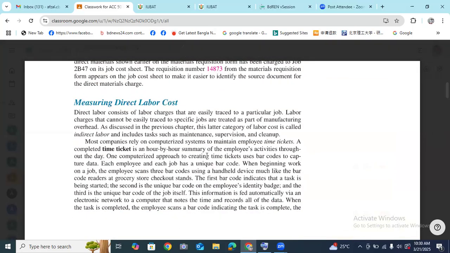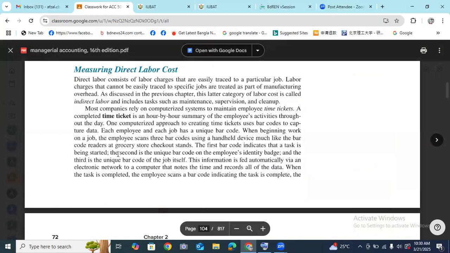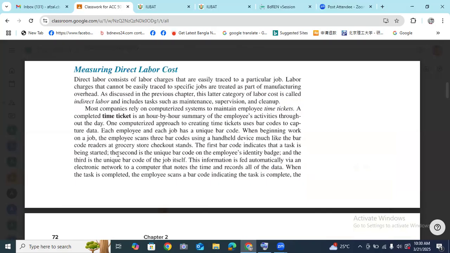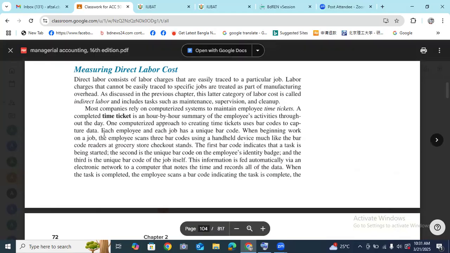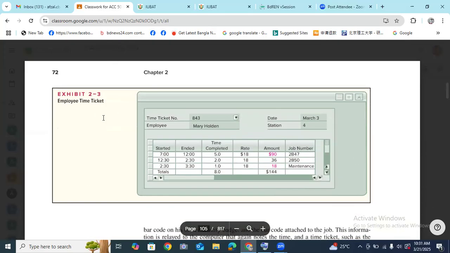Then labor cost. Labor cost depends on time tickets. Labor charges that cannot be easily specified are treated as part of manufacturing overhead. So for labor cost, how many hours laborers were employed to manufacture that particular product, depending on this they calculate the total labor cost. How many laborers worked there to produce that particular product. Most companies use a computer system maintaining employee time tickets. The employee completes a time ticket, an hour by hour summary of the employee's activity throughout the day. So this is the employee time ticket.